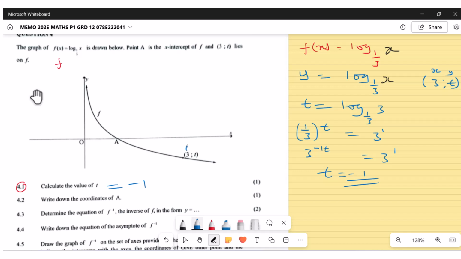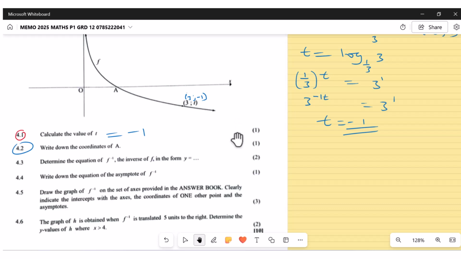And then next they say 4.2, write down the coordinates of A. Now A is the x-intercept. They gave us the function here. What do we know at the x-intercept? That our y is 0. So using the same equation, f of x equals log base 1 over 3 of x. Looking for the coordinates of A, the x-intercept, where y must be 0. So I'm going to say 0 here.